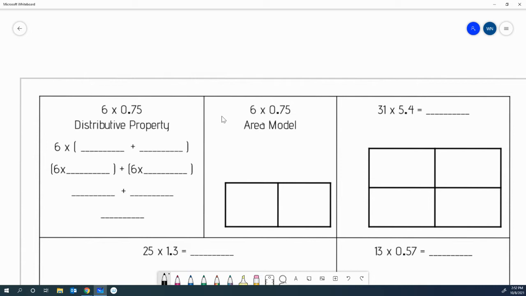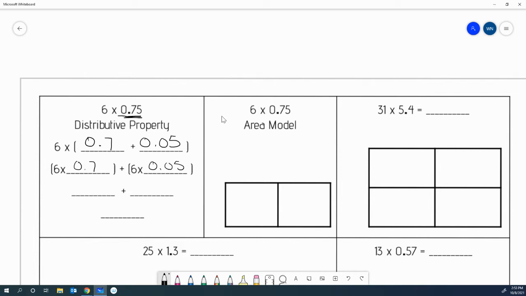So we've got 6 times 75 hundredths. We're going to break apart this 75 hundredths. And I know I can break apart 75 hundredths into 7 tenths and 5 hundredths, because if I were to add 7 tenths and 5 hundredths, I would get 75 hundredths. So I know I'm going to break those apart. I'm going to go ahead and bring it down. I'm going to say 6 times 7 tenths plus 6 times 5 hundredths.